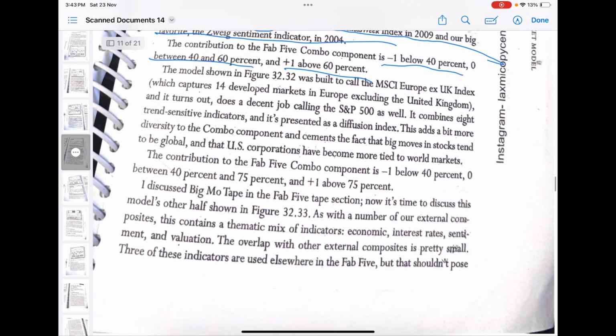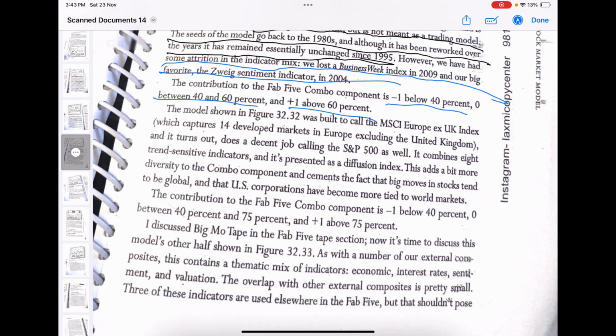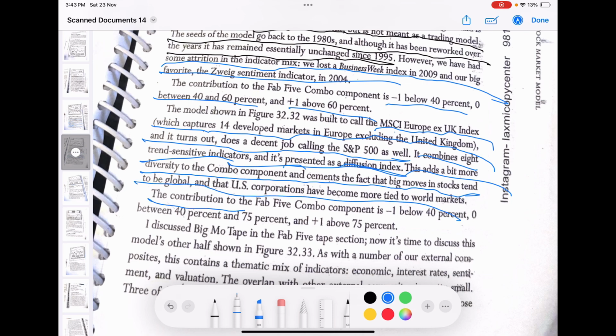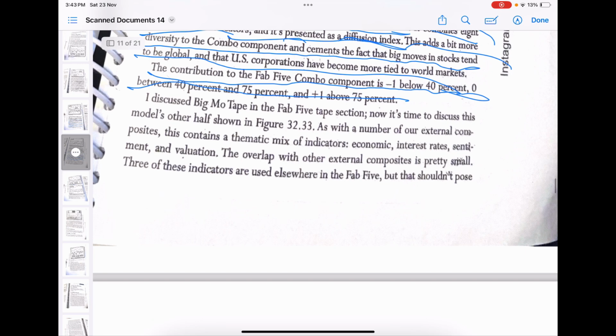Okay, let's discuss this as well. This is called the MSCI Europe ex-UK Index, which captures 14 developed markets in Europe, excluding the United Kingdom, and it turns out it does a decent job in calling the S&P 500 as well. It combines 8 trend-sensitive indicators, and it is presented as a diffusion index. This adds a bit more diversity to the combo component and cements the fact that big moves tend to be global. The contribution to the Fab 5 combo is -1 below 40%, 0 between 40 and 75, and +1 above 75%. I discussed Big Mo tape in the Fab 5 tape section.